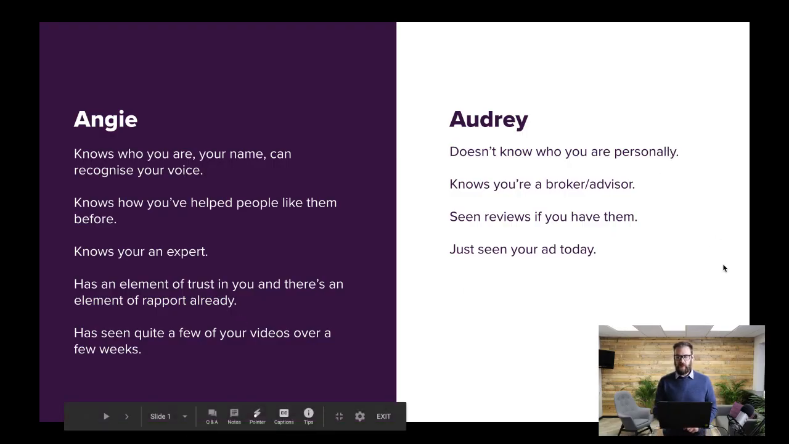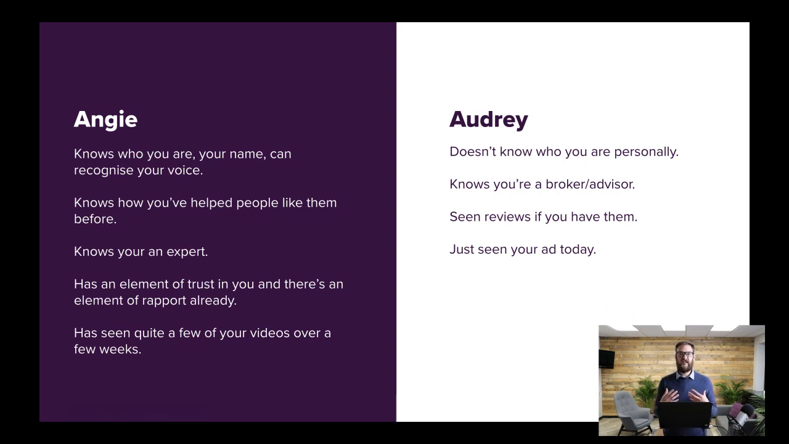Okay, so we have got our two different types of leads, our two customers, if you like, two different phone calls. So I've given them names, made them up, obviously. We've got Angie. Angie knows who you are, she knows your name, and she can recognise your voice. She knows how you've helped people exactly like them before, knows you're an expert, has an element of trust in you already, and there's an element of rapport that's been built already. So when you have that kind of phone call, maybe they'll mention something they've seen, because they've seen quite a few of your videos already over a few weeks. They've got to know you a little bit.